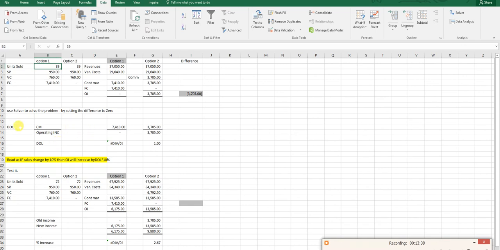All right, so degree of operating leverage. Let me pause. Okay. So in the degree of operating leverage, it says 65 units.